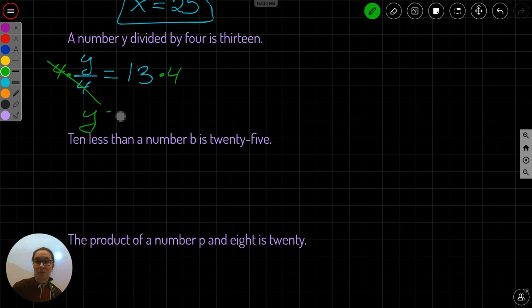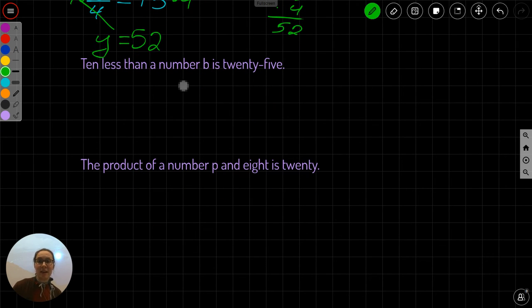Y equals 13 times 4. 13 times 4, just to double check. 12, 52. Yep, 52. Y divided by 4 equals 13. 52 divided by 4 equals 13. Y equals 52. Moving on.